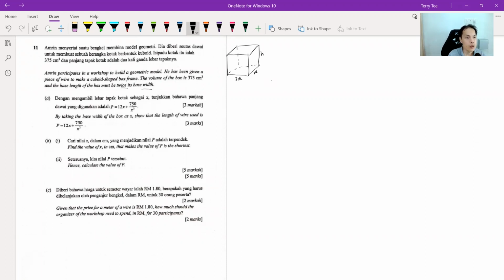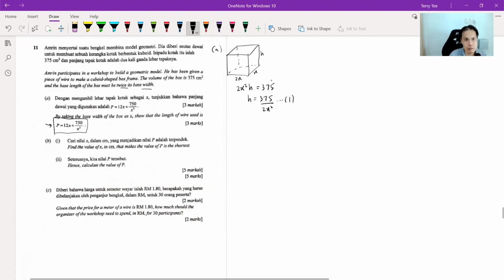Okay, so now they say by taking the base as x, show that the length of wire used is given as this. Okay, so I know if you're given volume and you're given the length of wire, that means we're talking about P, basically like perimeter, the sum of edges of a box. I think we can start off with the volume equation, and we know our final answer has no h. So volume is length times breadth times height is 375. Since your final answer is in terms of x, there is no h. I need to make h the subject. That will be 375 over 2x squared, right? We make h the subject.